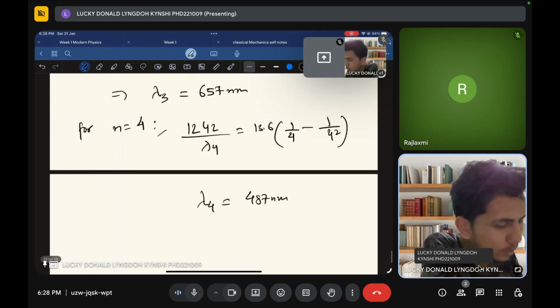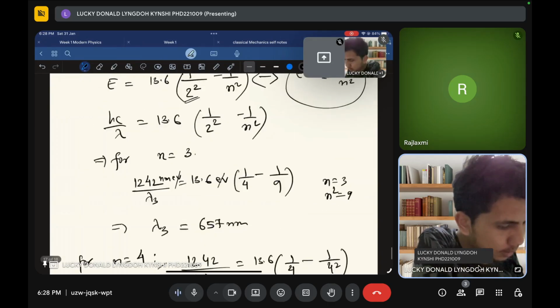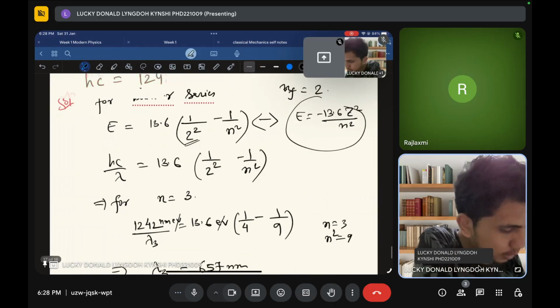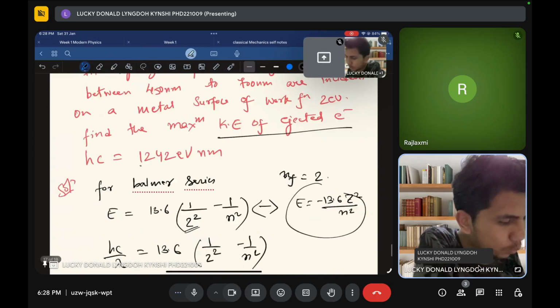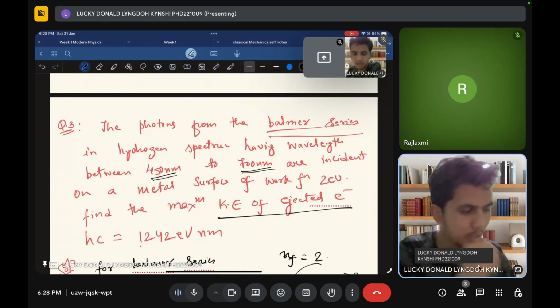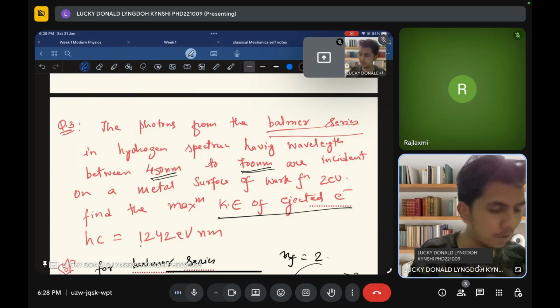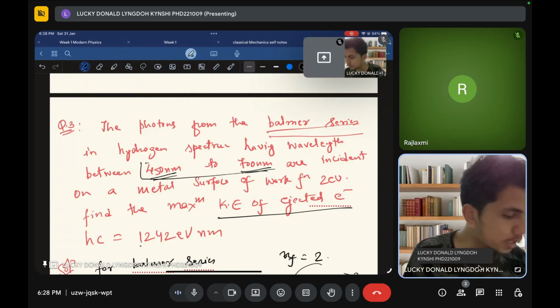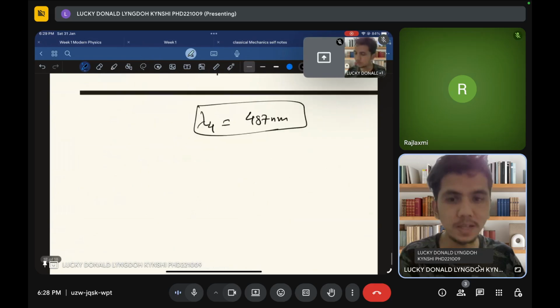Now if you look carefully, this is your lambda 4 and this is your lambda 3. So your lambda 3 and lambda 4 are within your given 450 to 700 nanometer. That means photons from the Balmer series, having wavelength of 450 to 700 nanometer, are incident on a metal surface. So now you need to find out what is the kinetic energy.